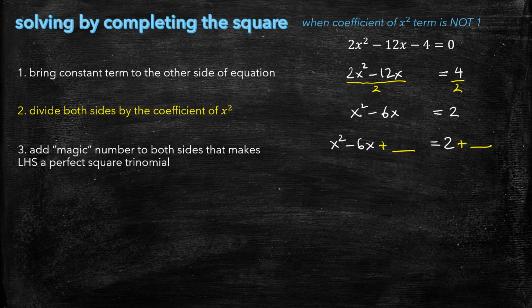And to find the magic number, you take half the middle term. Half of negative 6 is negative 3. You square it, and you get 9. The next step is to factor the left-hand side.